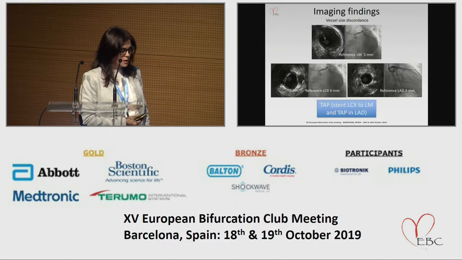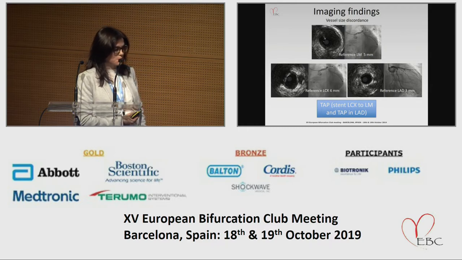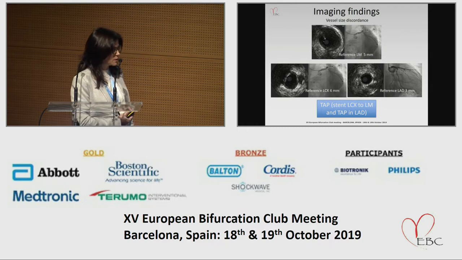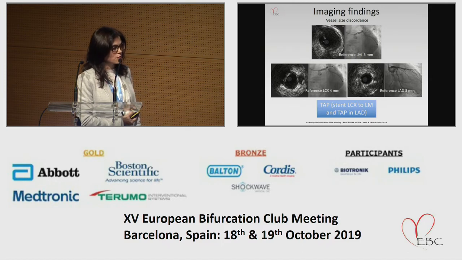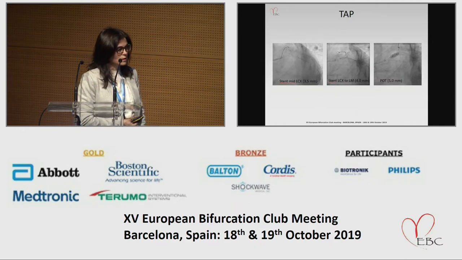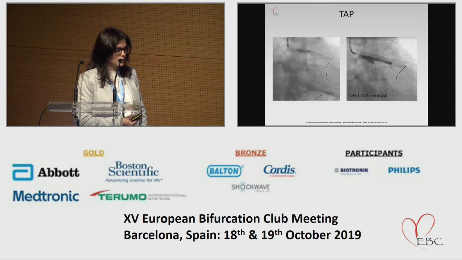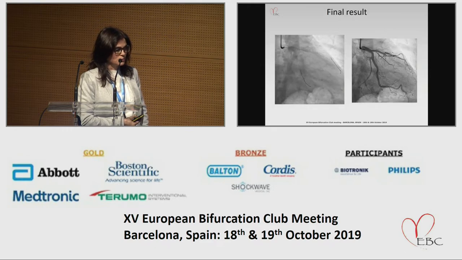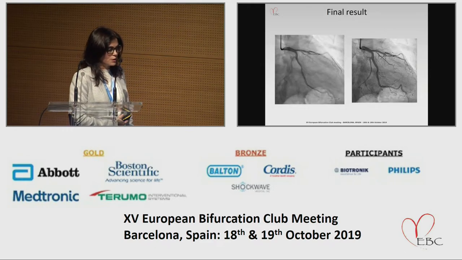And now, which technique? Well, if we look at the references in this case, there is a large discordance in vessel size. We have a reference in the circ which is much higher, it's almost 4 millimeters, while the LAD is a smaller vessel. The reference was only 3 millimeters. So based on that, we decided to do a TAP and actually implant a stent from the circ to left main and do a TAP in the LAD. And this is what we did, and going very fast through the procedure. Again, you can see predilatations, stent from the circ to left main, the POT, and this is the opening towards the LAD. And the final TAP, and I'm showing you here the final result.